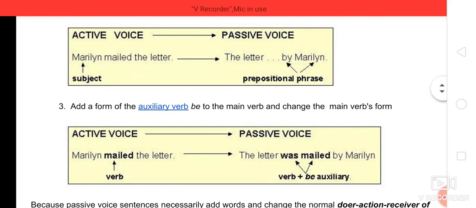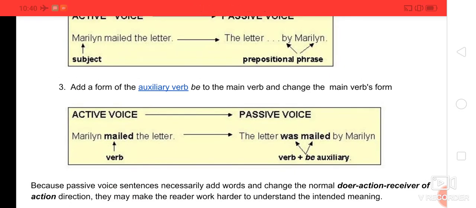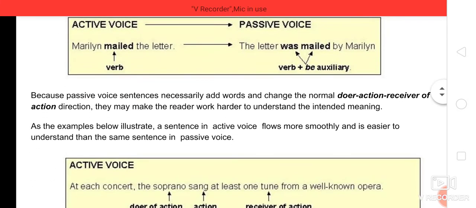So the letter is the object in the active voice, and it takes the position of the subject in the passive voice, followed by by and the subject, and finally in the middle you have the verb with the changed form, that is the to-be form. So the form of the verb changes when you are speaking in the passive voice. The sentence in active voice, Marlene mailed the letter, becomes in passive voice: the letter was mailed by Marlene. This is one of the examples.